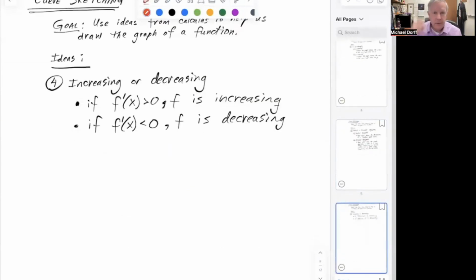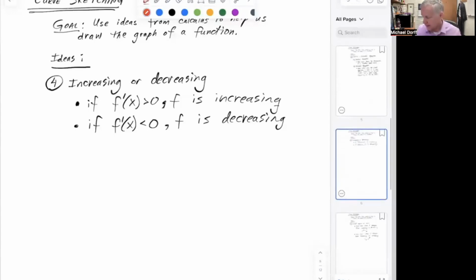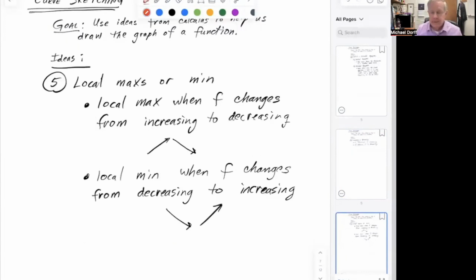The next one is where the function is increasing or decreasing. If the derivative is greater than 0, then the graph of f is increasing, and if the derivative is less than 0, it's decreasing. Now we're going through all of these really quickly. After we get done with these, we'll do a specific example to demonstrate how to find all of these. Next, where there are local maxes or mins: this occurs if the graph goes from increasing to decreasing. Right where it goes from increasing to decreasing, we have a local max there. Likewise, we have a local min if it changes from decreasing to increasing.